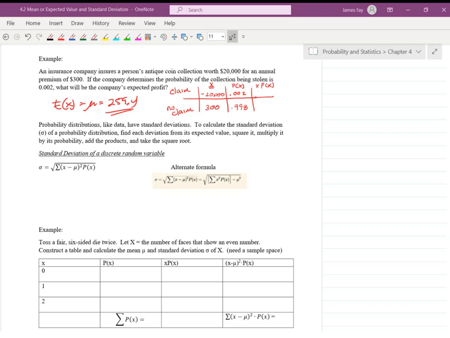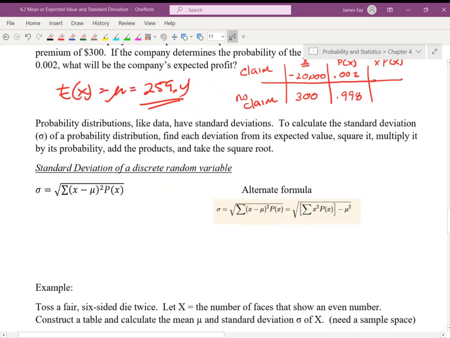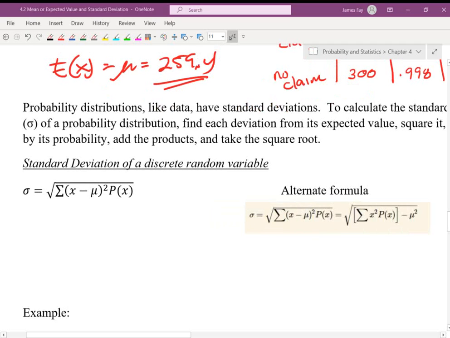Now, when we talk about things that have means, and we talk about these distributions, we can talk about standard deviation as well. How far does a particular value fall from the mean? Probability distributions, like data, have standard deviations. So to calculate the standard deviation, sigma, that lowercase letter sigma, if you remember back to chapter 2, we use the Greek letters when we're talking about parameters. So this is a numerical quantity that is representative of the population.